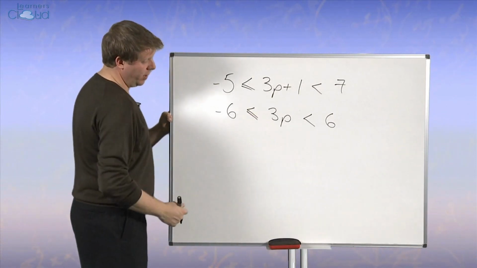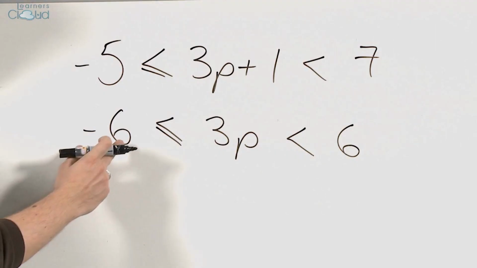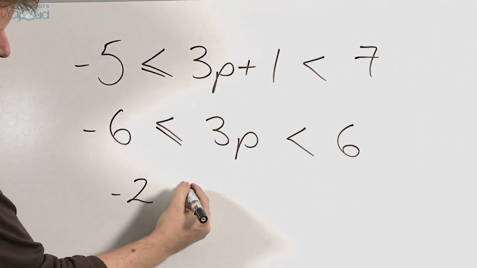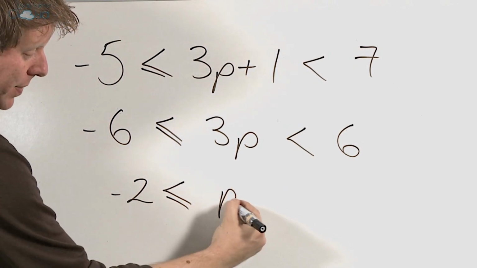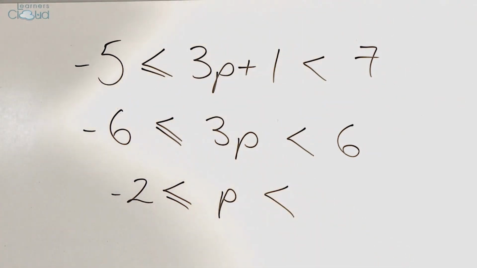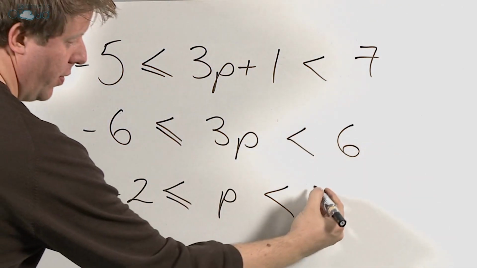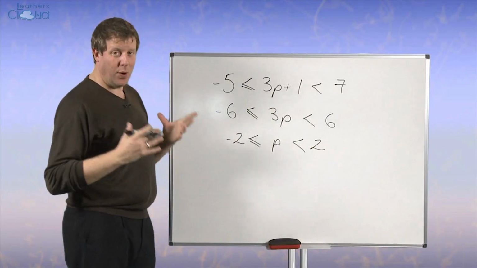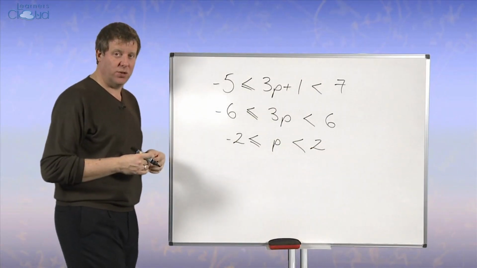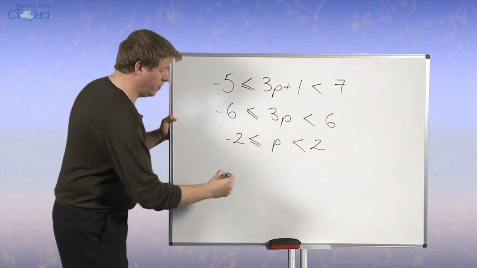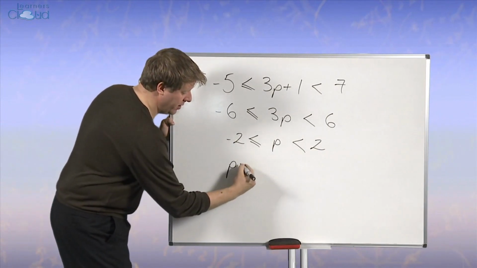So dividing through the inequality by 3, minus 6 divided by 3 gives me minus 2. I will now be left with the letter p in the middle on its own. And that is less than, or 6 divided by 3 will give me 2. So now I can find all of my integer solutions, and hopefully it's nice and easy now for you to recognise the integer solutions that satisfy this inequality.